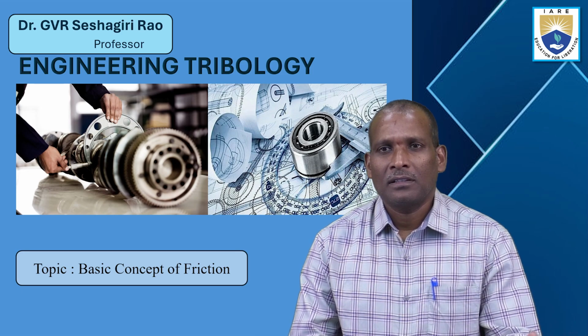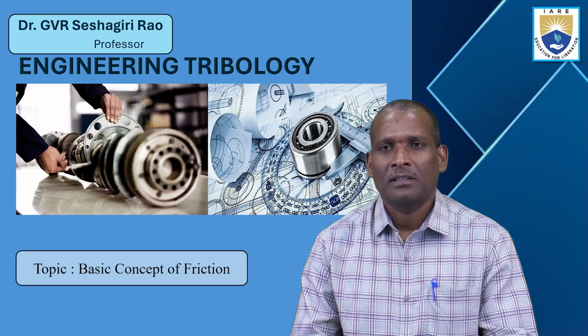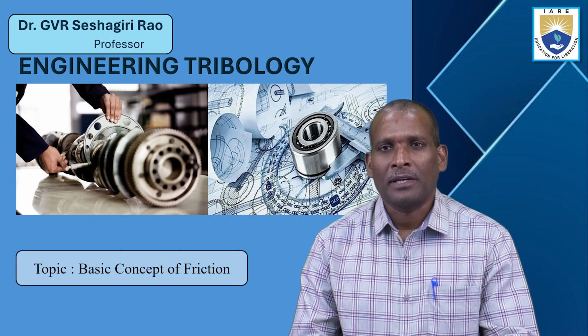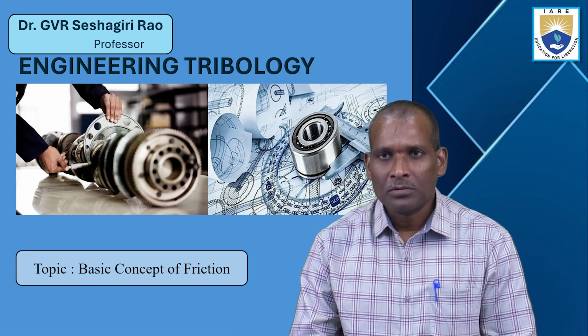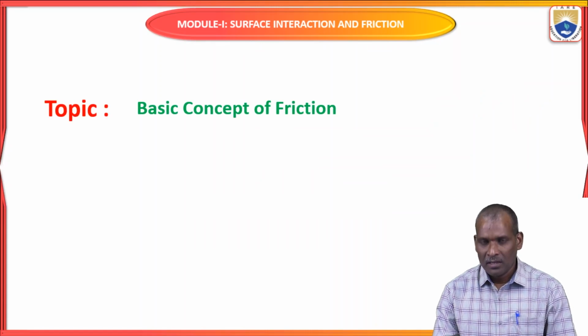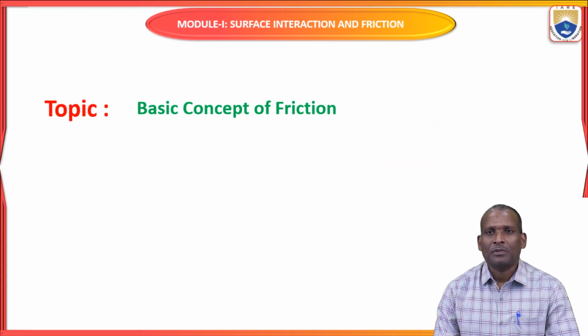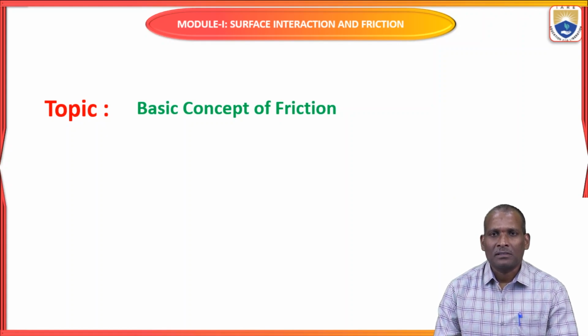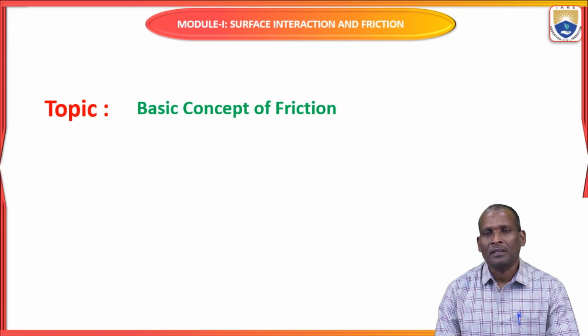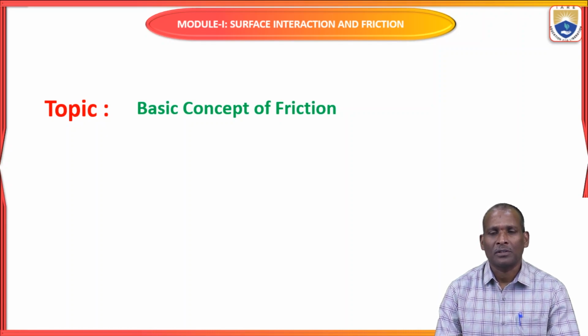So we are discussing the engineering tribology subject. The subject code is AMEC 24. Today we will learn the basic concept of friction. Already we have discussed the tribology subject, which involves friction, lubrication, and wear. These three main parameters are important whenever two components are in relative motion.